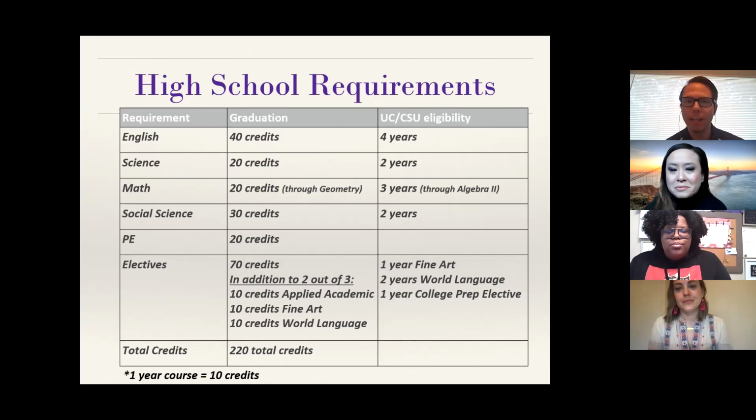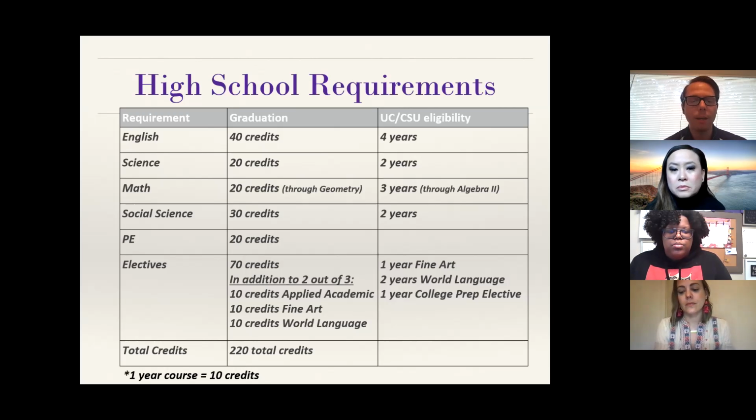A couple things just to keep note of when it comes to something like PE. You're all in PE 9 right now. PE is a class you could take next year in 10th grade, or you could possibly take in 11th or 12th grade. These credits are just the credits you need to have by the end of your senior year. And some students will get a PE credit by playing sports, things like that.